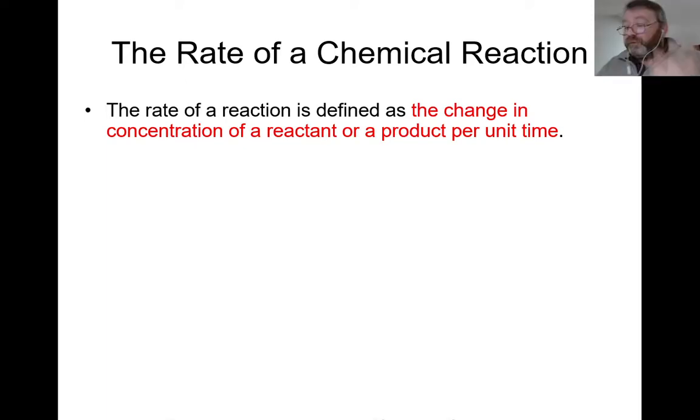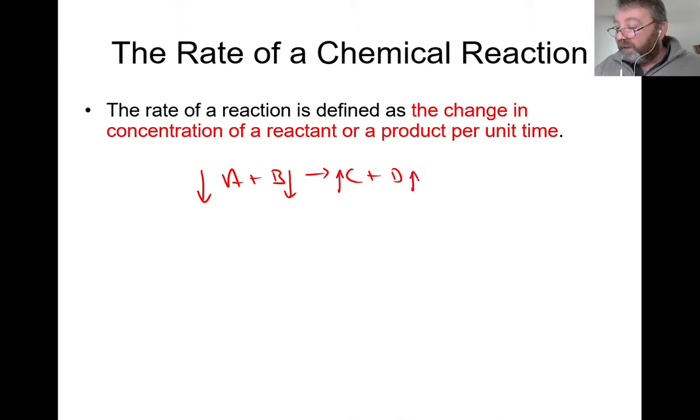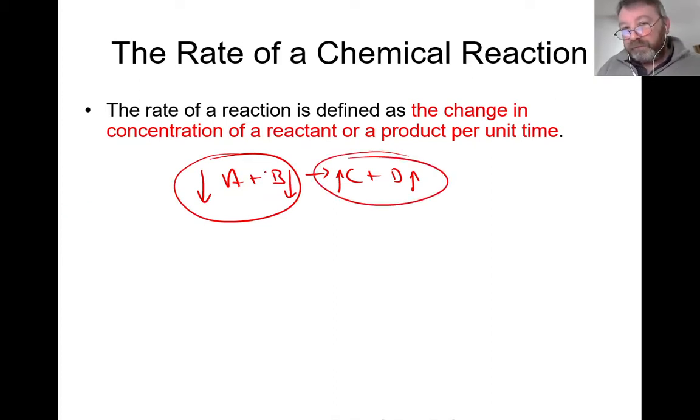unit time. Now that's great, because if I take A plus B gives C plus D as a chemical reaction, there are four things I can measure. Don't forget A and B will be used up, so I could look at how A and B are depleting. I could watch them disappear, or I could watch C and D appear and try to measure either the dropping concentration of the reactants or the increasing concentration of the products, okay?